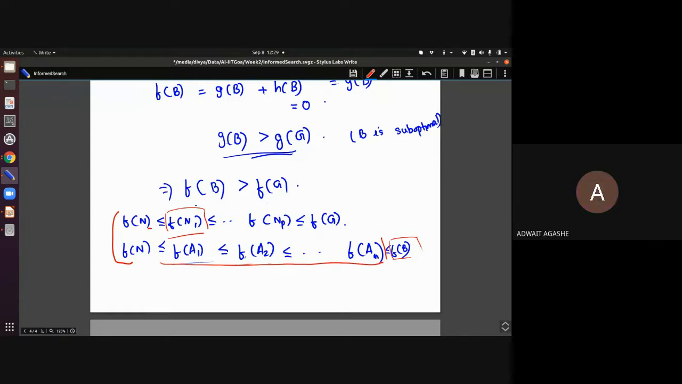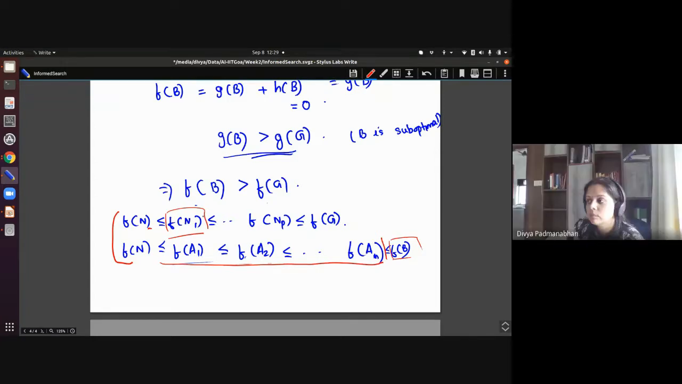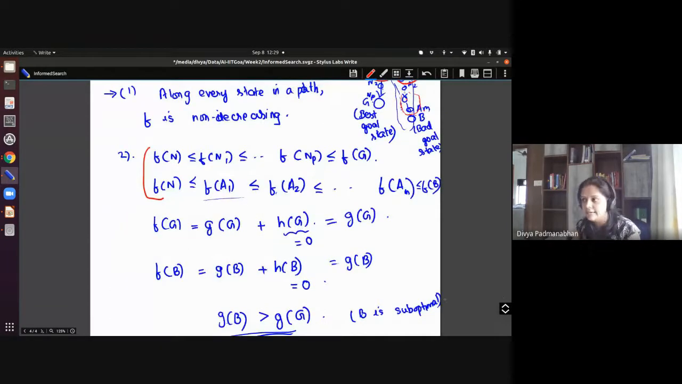Because f of n1 is less than f of g, and we just showed that f of g is less than f of b, right? So out of these two, at some point you will end up popping out n1, and then you will switch to this path, and finally you will reach the goal. So that's the idea of this proof.